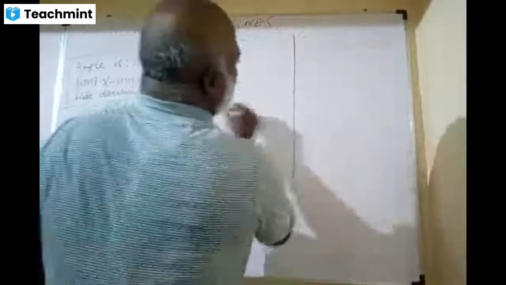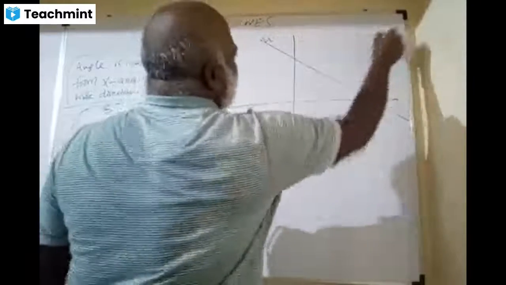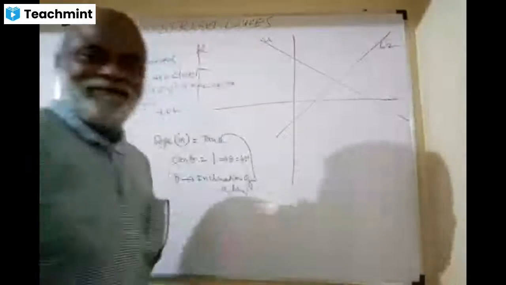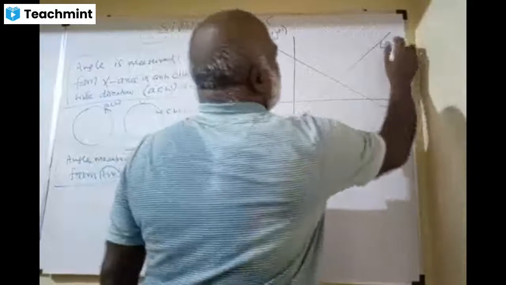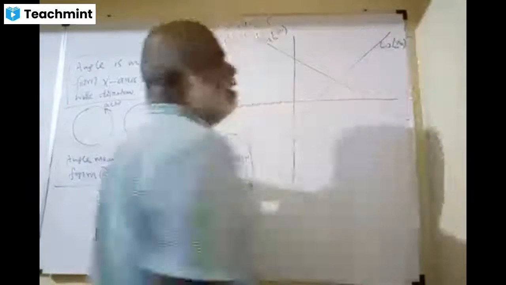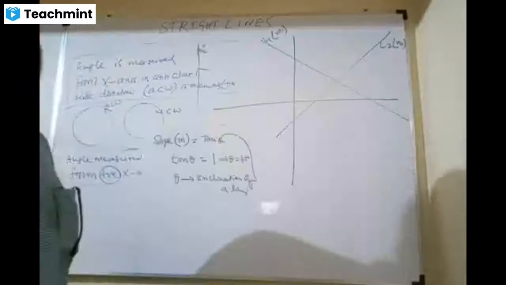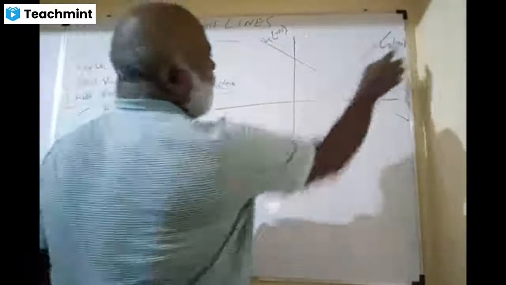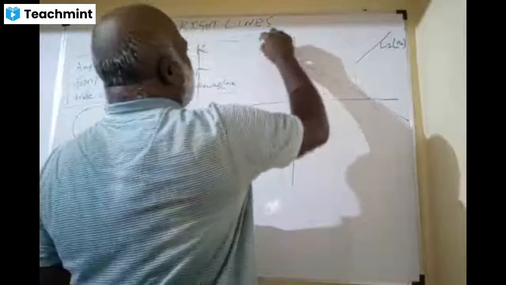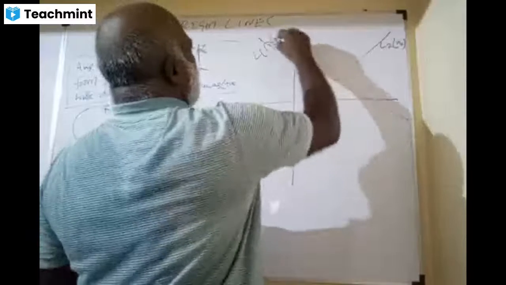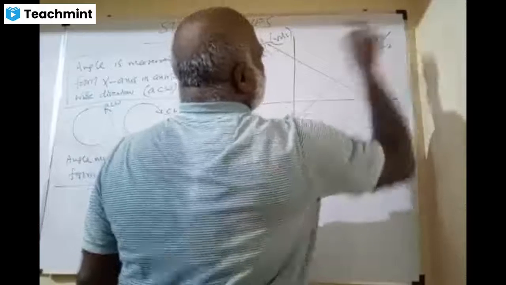Right, sir. I have got two lines, please. One is this line, L1. Another one is L2. The slope of L1 is called M1, and the slope of L2 is called M2. L1 and L2 are the two lines whose slopes are M1 and M2. Are you able to see, please? I am writing too small. L1 is line 1, whose slope is M1. L2 is line 2, whose slope is M2.